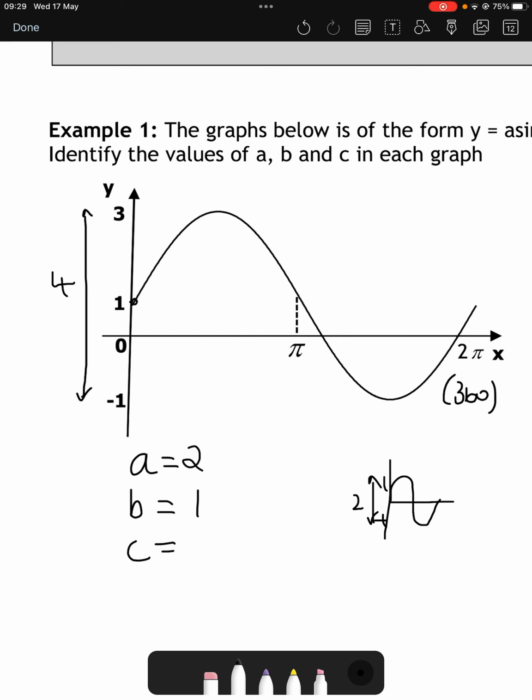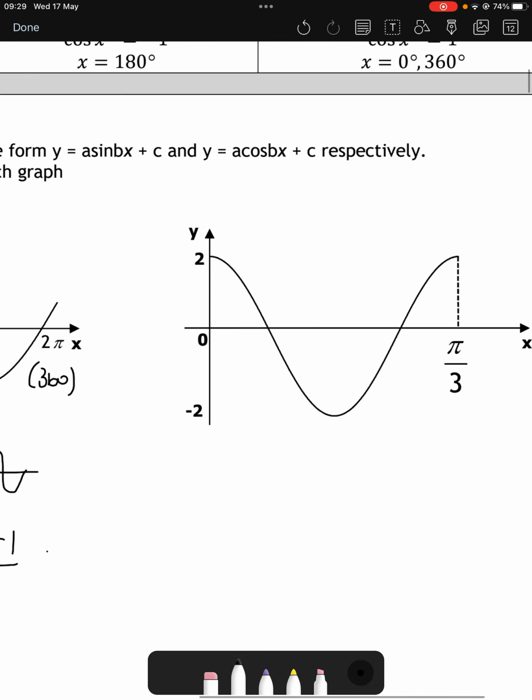what's the difference here? For C, if it's been times by 2, let's think about what that means. That means it should have a height of 2 and -2. If it's multiplied by 2, it should have a height of 2 and -2, but this one's got a height of 3 and -1. So what's happened is it's been moved up 1 place. So C is 1. So we actually have the graph of y equals 2 sine x plus 1.